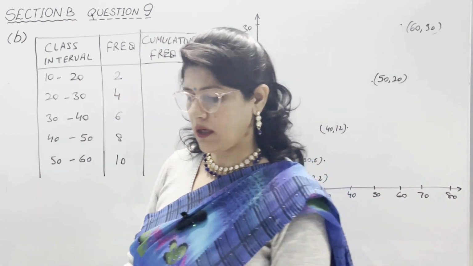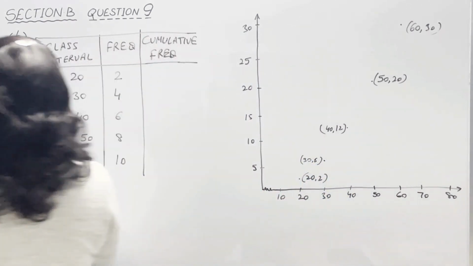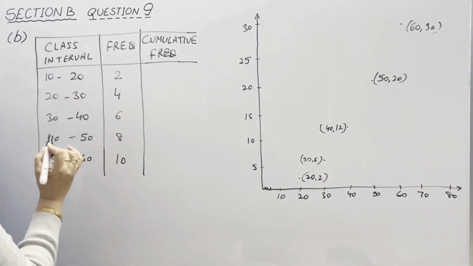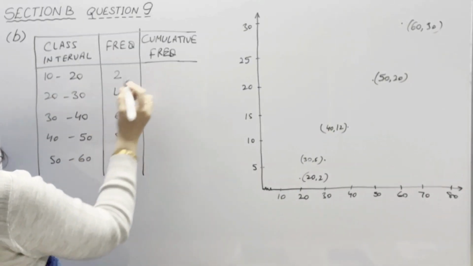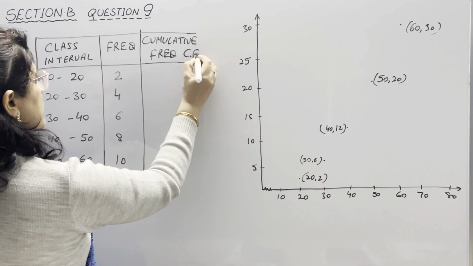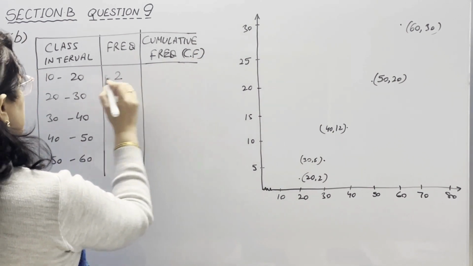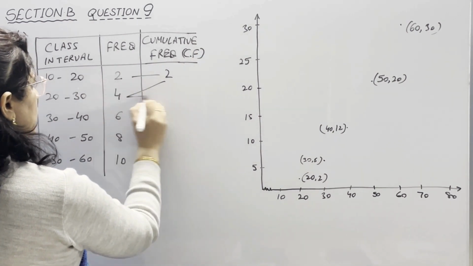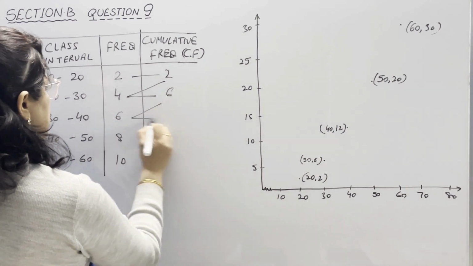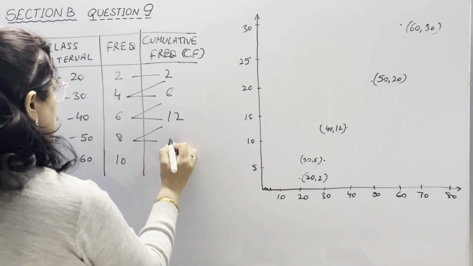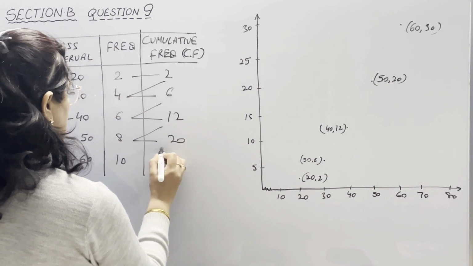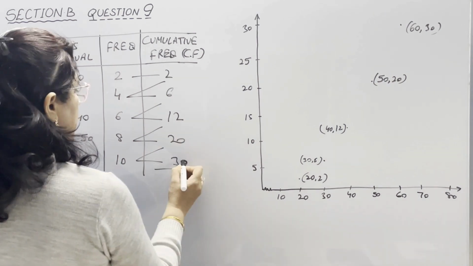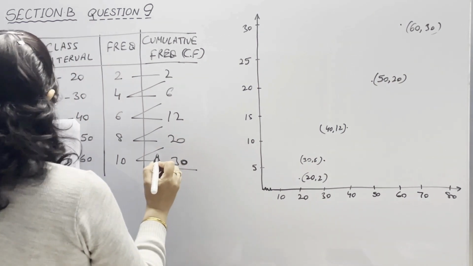So class intervals are given as 10 to 20, 20 to 30, 30 to 40, till 60. Now frequencies are given as 2, 4, 6, 8 and 10. We need to find the cumulative frequency. Now cumulative frequency is 2, then 2 plus 4, 6, then 6 plus 6, 12, then 12 plus 8, 20, and then 30. It means 30 is our last cumulative frequency.